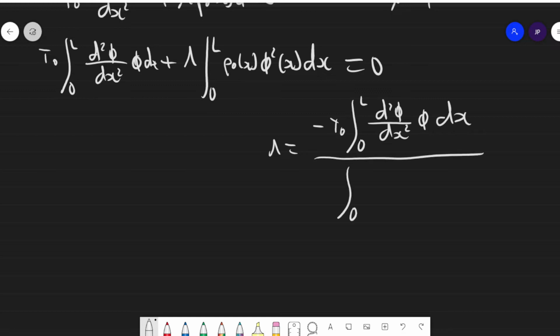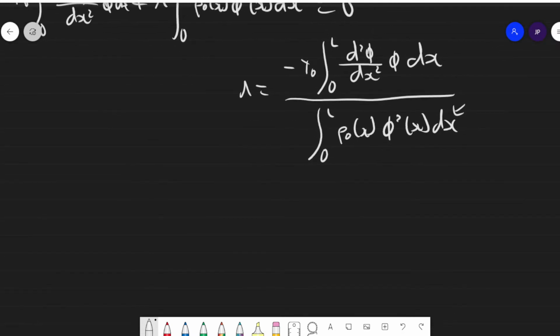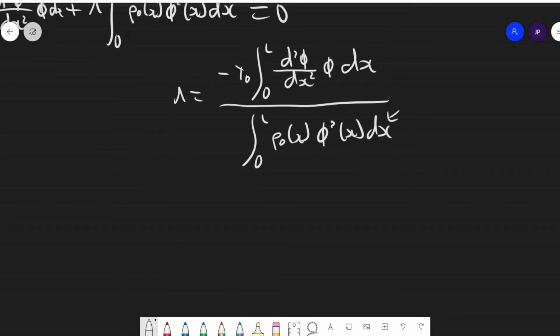Then I have this. So if we look at the denominator, this part is positive. We have a mass density function, which is positive. We don't have negative density anywhere. So we have positive density, and then we have a squared function, and the integral of that will be positive. So it's easy to see that we have a positive function here.